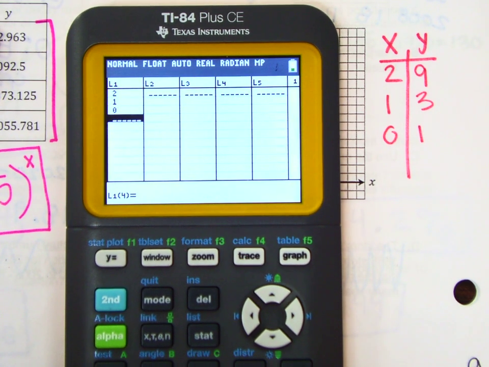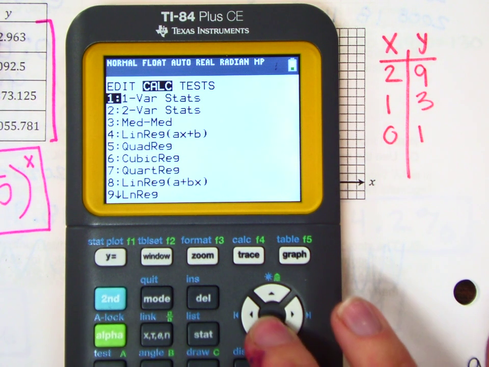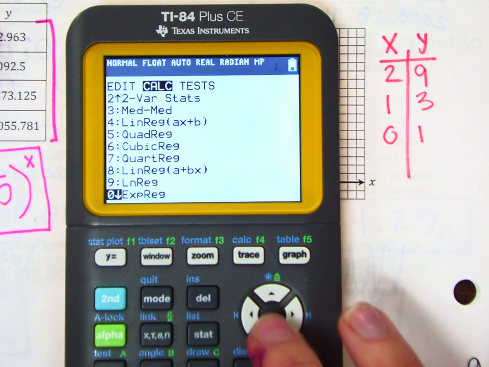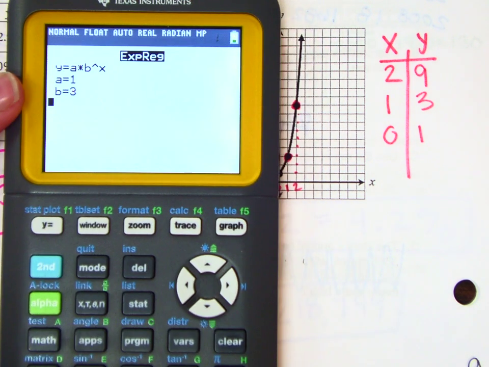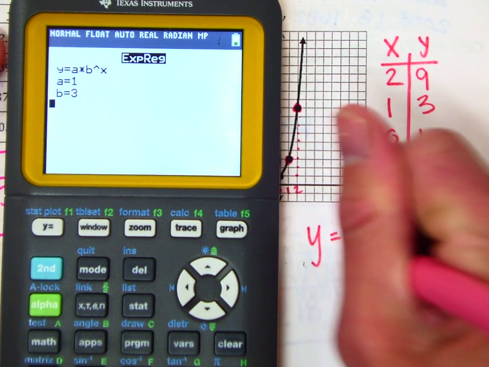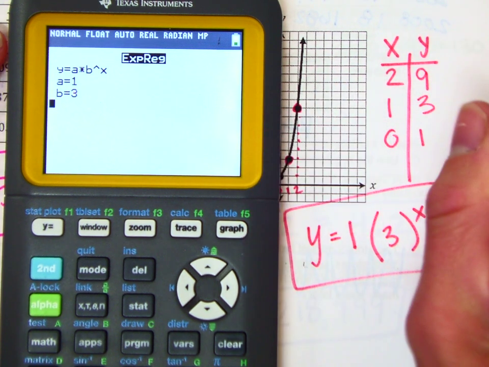2, 1, 0, and then 9, 3, 1. Go to stat, arrow over to calc, go down to exponential regression, and calculate. And so then this one is y equals 1, 3 to the x.